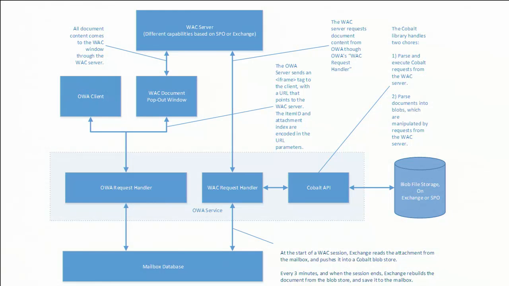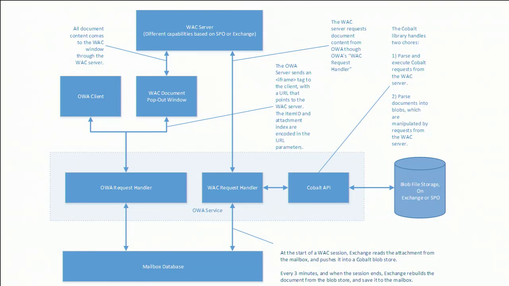So we have implemented this Cobalt API against the Exchange database. So when we get an attachment, it's in Exchange. Through the Cobalt APIs, we actually create a blob that the WACs are able to understand and deal with all the edits and save appropriately.